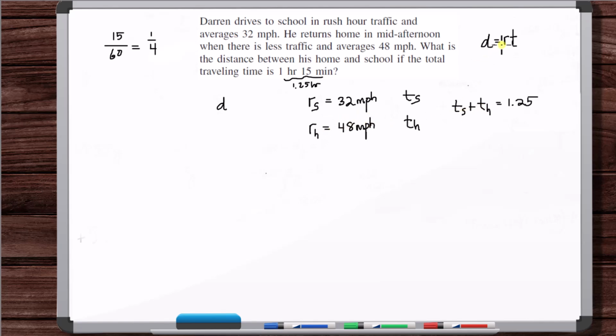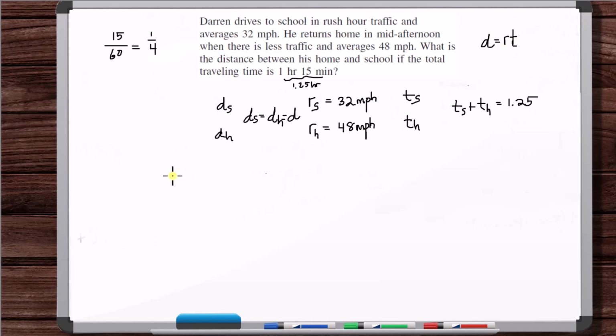Let's make an equation. You don't have to do this, but you could say, if you have DS and DH, well, we also know that DS is equal to DH. You don't have to put that, but if that helps you, you can put that. And that this is equal to D, right? We're trying to solve for D. So let's use this formula to write another equation.